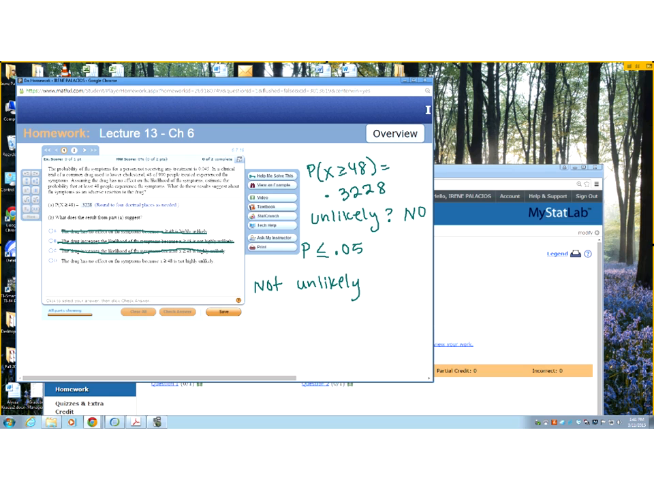The drug has no effect on the flu symptoms because the probability that 48 or more are going to get flu-like symptoms is not an unlikely event. It's not smaller than 0.05. So that's going to happen in the general population. That is going to happen.